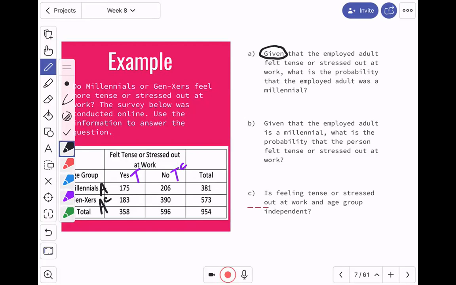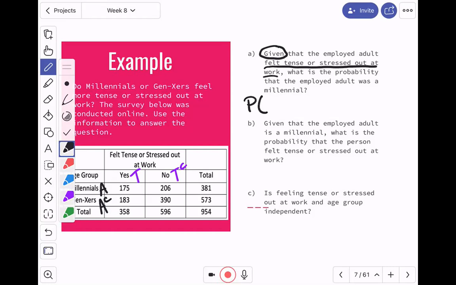And given that the employed adult felt tense or stressed out at work. So who do I care about right now? Do I care about everybody in the sample? No. I only care about the people who felt tense or stressed out at work. These are all the people I care about.